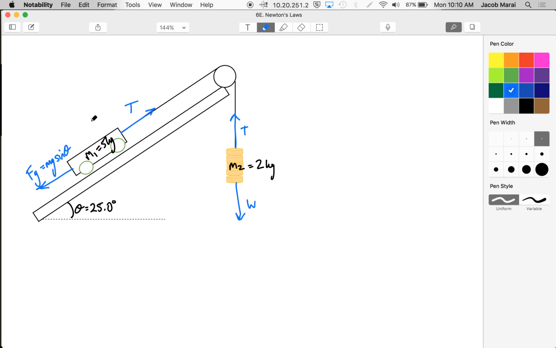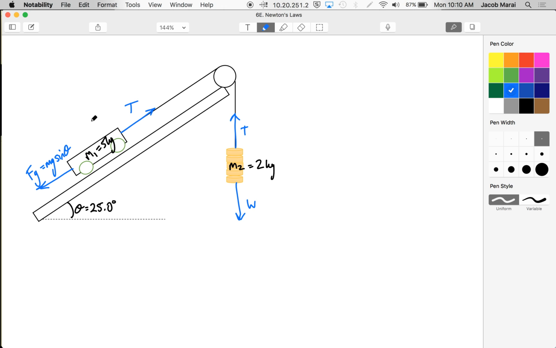Now a quick little check. Whichever one is larger is going to win this tug of war. And so if this weight force of the hanging mass is greater than the force down the incline, then he wins. Well, he's going to be 19.6 newtons. This guy here is 49 sine 25. We'll do a quick little check in just a moment.